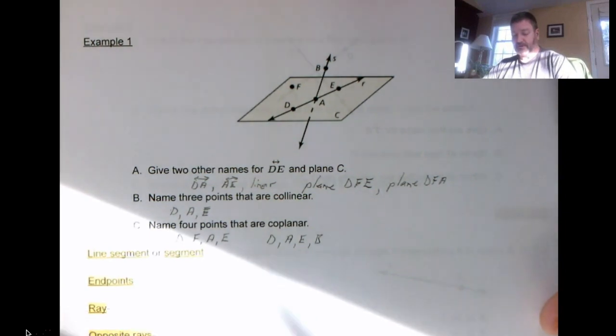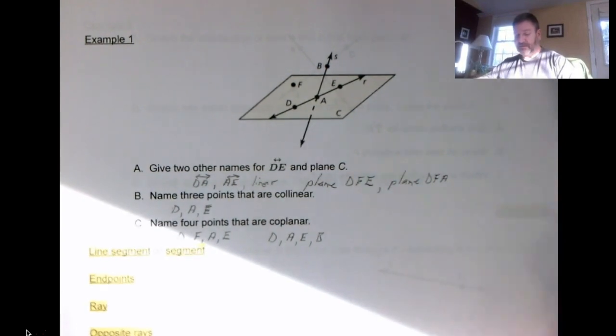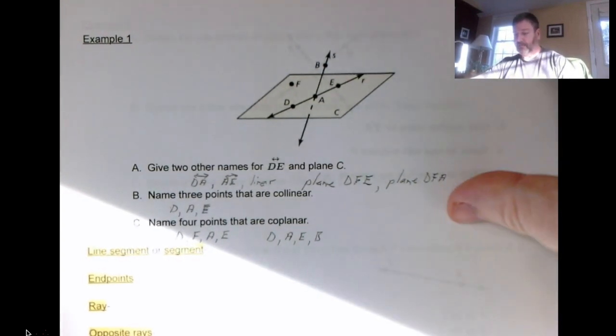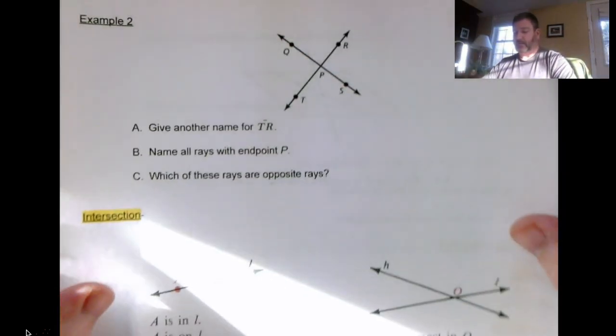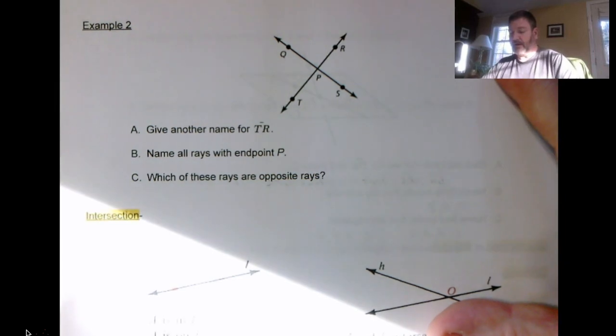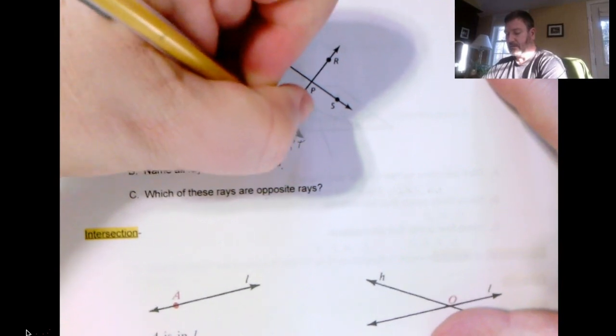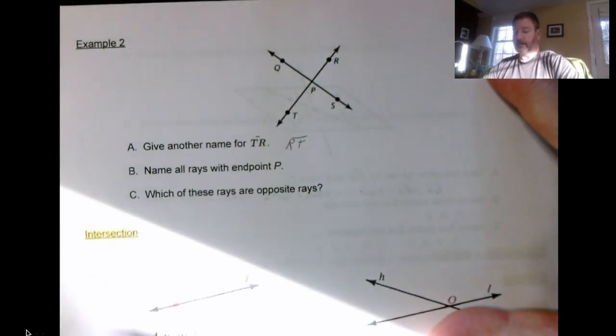You have some more words that you have to define. And then there's examples of how our book defines those words down below. And then we're on to example 2. Give another name for segment TR. Another name for segment TR is segment RT. And again, notice the notation for a segment.